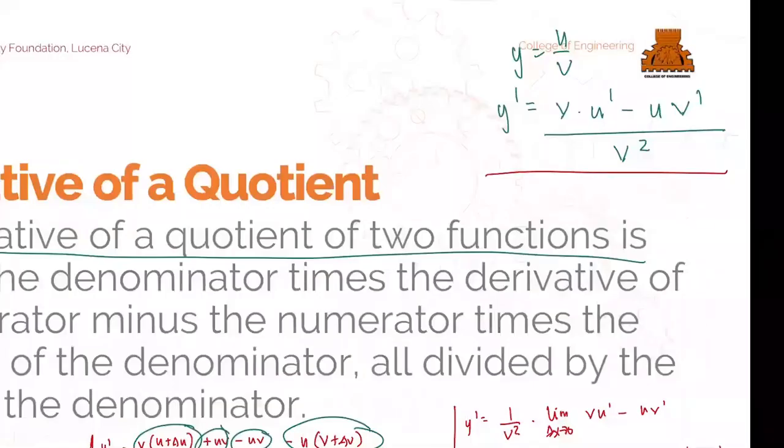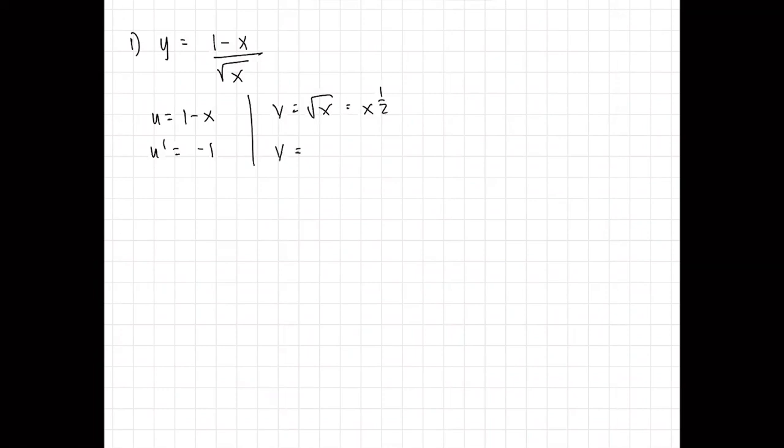Try ko dito. So y is equals to 1 minus x over square root of x. So yung u is 1 minus x. U prime is negative 1. V is square root of x, raised to 1 half. So v prime is equals to 1 over 2 square root of x. Okay, so y prime is equals to v u prime minus u v prime all over v squared. Substitute, we have 1.